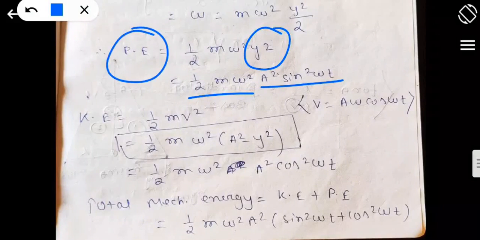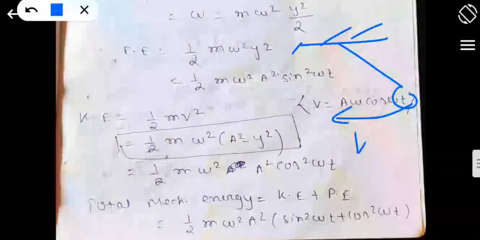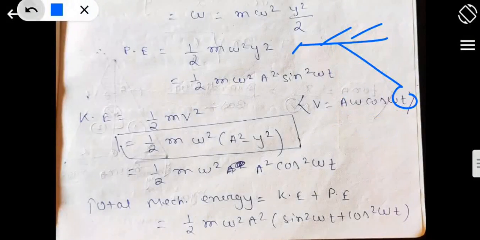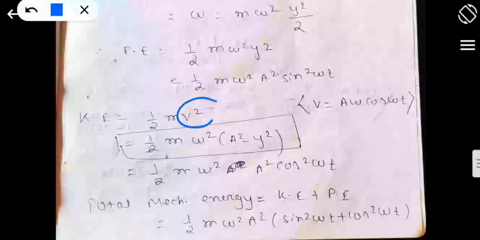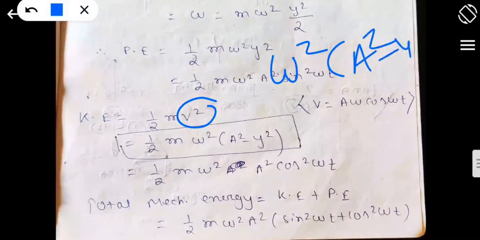While returning from this position to the mean position, it will achieve a kinetic energy, and we know the kinetic energy involved in each and every process: half m v square. Half m as it is, and what is v square? Last class we found it: omega square into a square minus y square. This is the formula for v square.